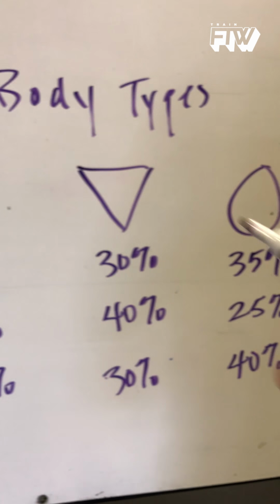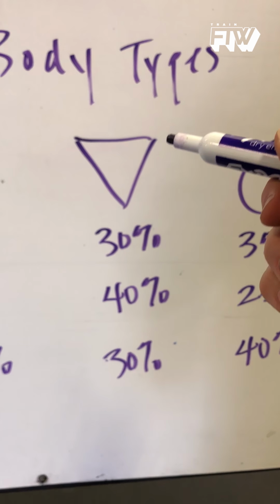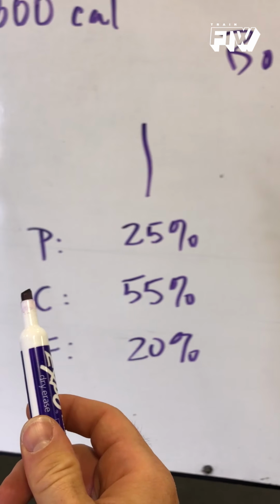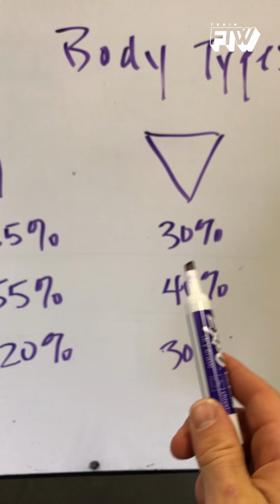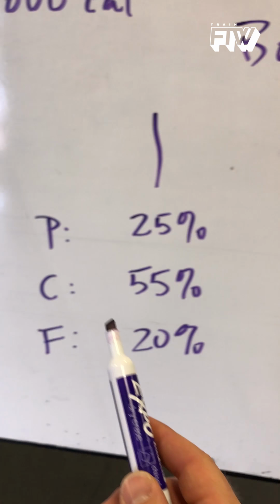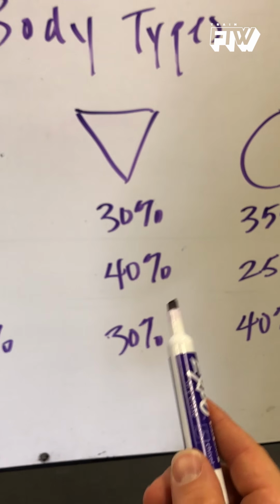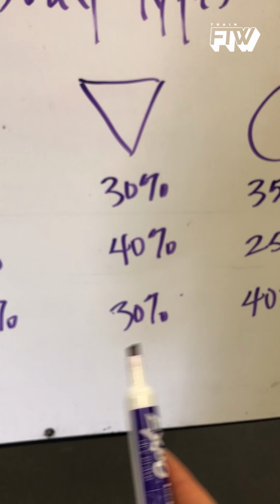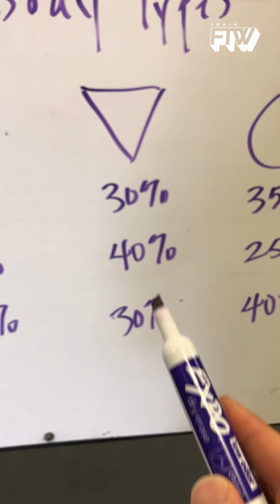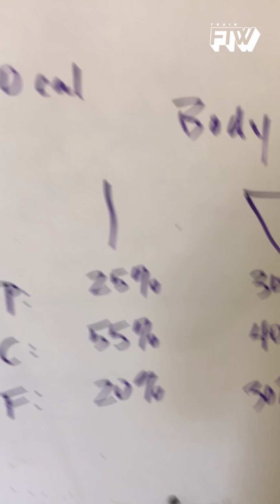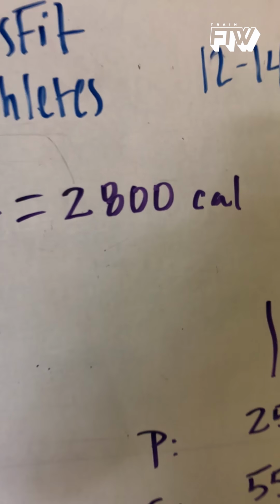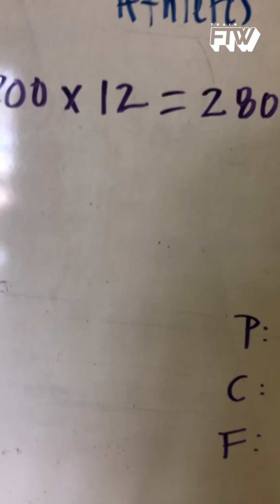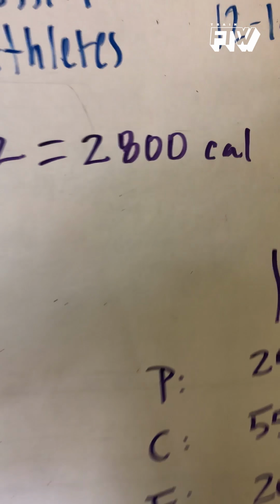For me, I kind of fit this triangle shape over the last bunch of years because of all the training. And now I'm going to take 30% of protein, 40% of carbs, and 30% of fat. So that's that 30, 40, 30 percentage split. And I'm going to now calculate that for that 2,800 calories. So this is pretty easy. I take 2,800.